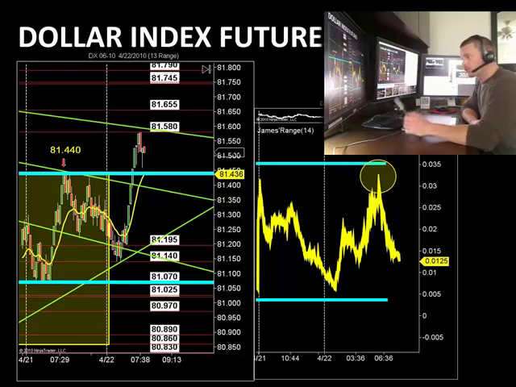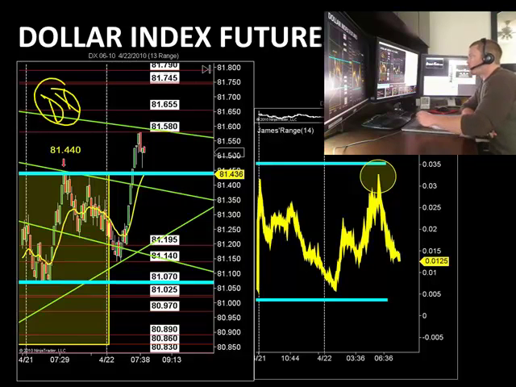Now, normally we look at the dollar, but today I wanted to bring in the ATR here for you guys and show you guys a great learning example here on the dollar with the ATR. Now, on the left side, you've got your dollar index slow time frame. On the right side, you've got your ATR of the dollar.